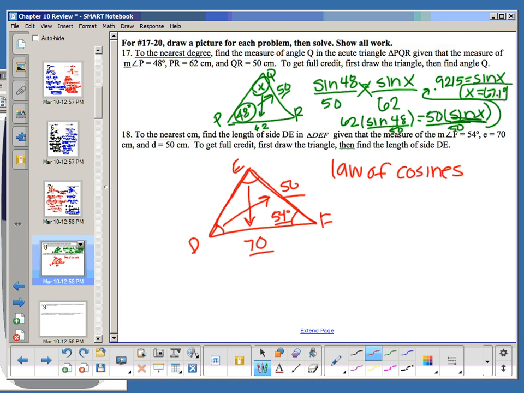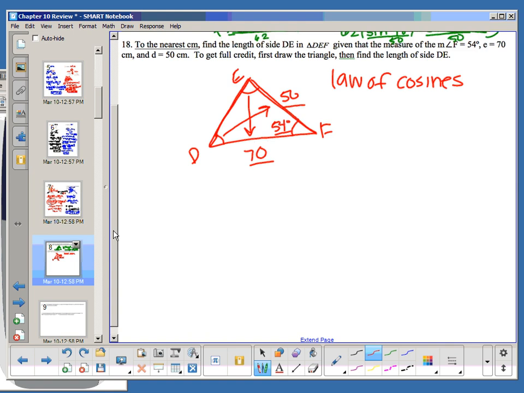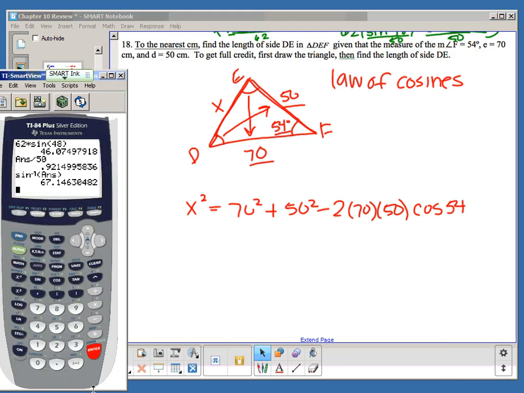So I'm going to set that up. I got a lot more room down here now. So I have x squared, because I don't know what that is, equals 70 squared plus 50 squared minus 2 times 70 times 50 times the cosine of my angle, which is 54. And I'm going to type that all in my calculator. 70 squared plus 50 squared minus 2 times 70 times 50 times the cosine of 54. So x squared equals 3,285.5.